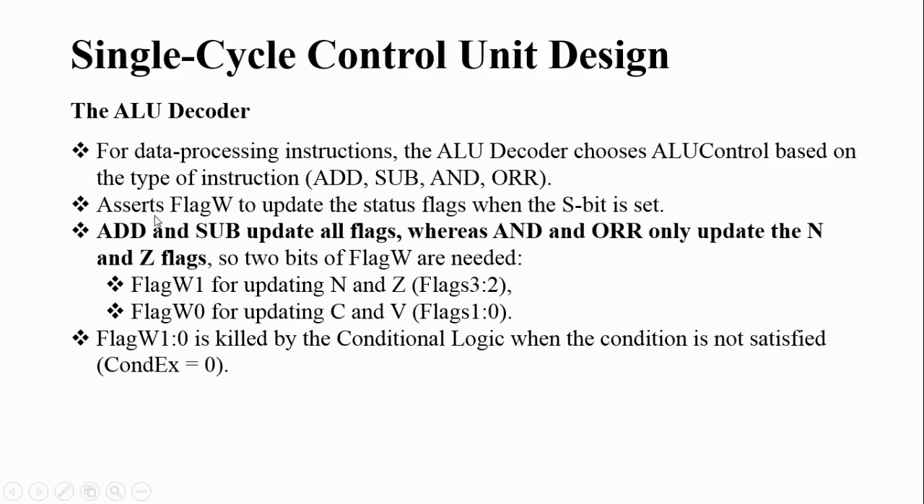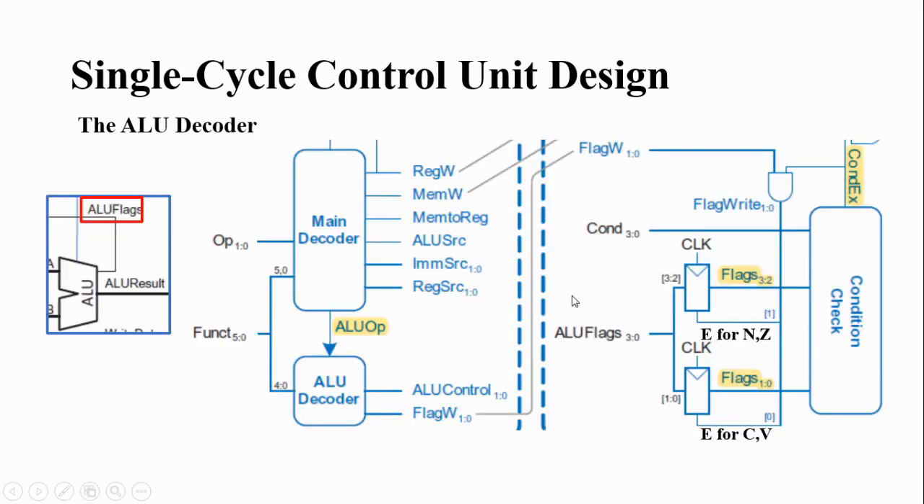Then it also asserts the flag W to update the flag bits. If the S bit is set, you can see it will assert the flag W signal for updating the status flag when the S bit is set. Otherwise it will not be reflected or updated.